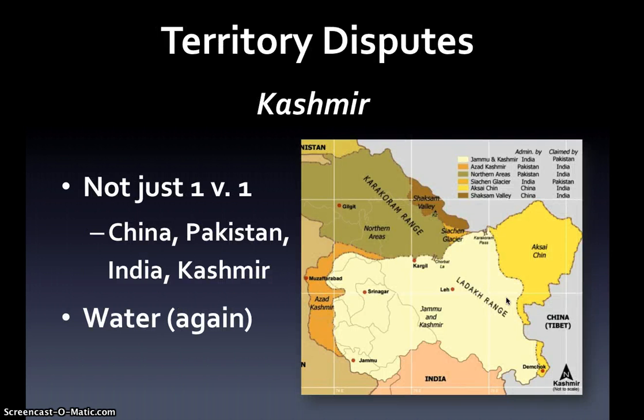Moving on to territory disputes, there's no better example than Kashmir. It's not just a one versus one sort of struggle. China, Pakistan, India, and even the people of Kashmir are disputing as to who should administer this region.